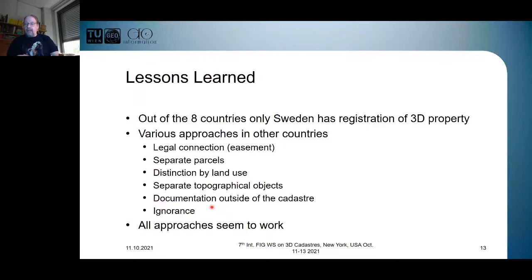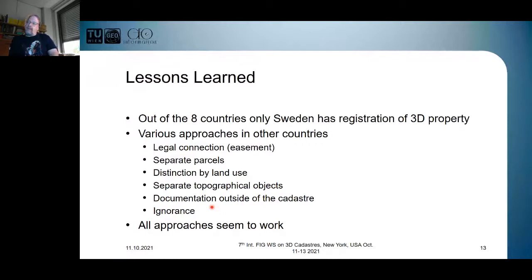So we've seen a lot of different possibilities, from just documenting the legal connection with an easement, using separate parcels, having a distinction by land use, using a separate object type for topographical objects, or even documenting things outside of the cadastre, or, which is the worst, probably pure ignorance. So all these approaches seem to work, at least to an extent where the public uproar is not big enough to cause politicians and lawmakers to find better solutions.